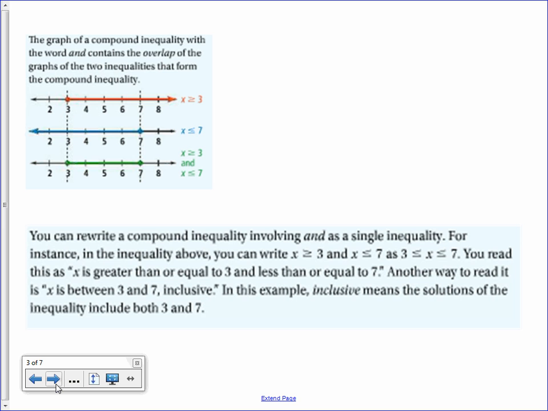So if I have the first inequality of x is greater than or equal to 3, we know we'd have a closed circle at the 3 and an arrow to the right. If we have the inequality x is less than or equal to 7, we'd have a closed circle at the 7 and an arrow to the left. Now, for the compound inequality x is greater than or equal to 3 and x is less than or equal to 7, we would have two solid dots at the 3 and at the 7, and the solution would be the overlap of the first two, so between 3 and 7.